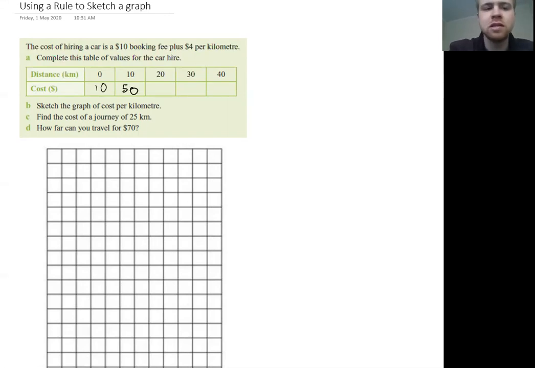4 times 20 plus 10 is 90. 4 times 30 plus 10 is going to be 130, and then 4 times 40 plus 10 is 170. So that's how we can complete a table of values. We're just going to use that rule to fill in the spaces there. Okay, now we're going to sketch this on a graph.